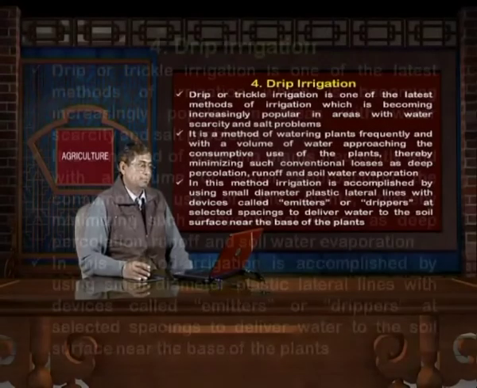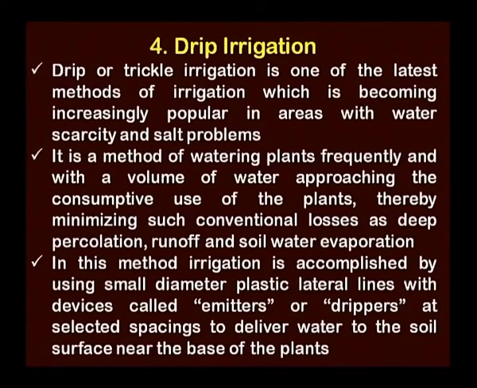Drip irrigation. Drip or trickle irrigation is one of the latest methods of irrigation which is becoming increasingly popular in areas with water scarcity and salt problems. It is a method of watering plants frequently and with a volume of water approaching the consumptive use of the plants, thereby minimizing such conventional losses as deep percolation, runoff and soil water evaporation.